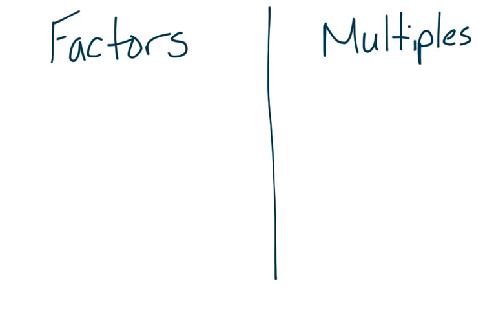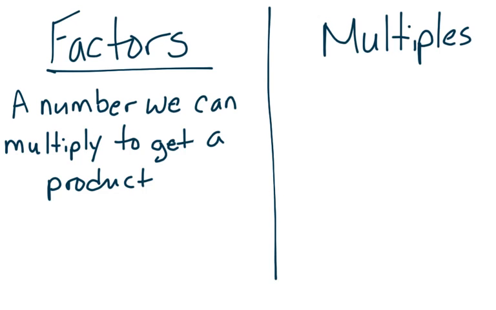Factors and multiples. A factor is a number that we can multiply to get a product. And the product that we're given is the number that we're trying to find the factors of. So, one important part about factors is that they are smaller than our number, or they can be our number, but they cannot be larger than our number. That's a really important thing to remember about our factors.